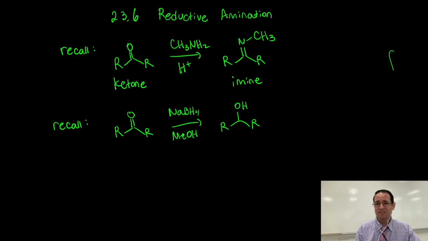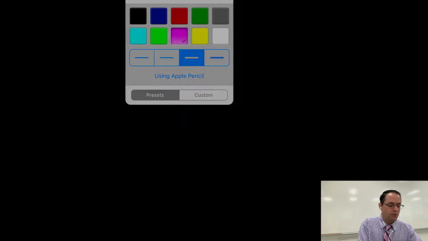that ketones and aldehydes can react with ammonia, primary amines, for example, to give you imines, okay, imines. And the other thing to recall is that aldehydes and ketones can be reduced in the presence of sodium borohydride and methanol to give you secondary or primary alcohols. So, what is this reductive amination and what is it all about? Here's an overview of the chemical reaction.